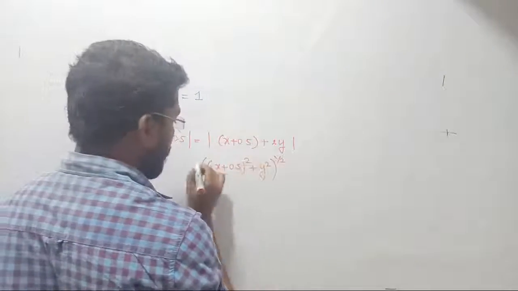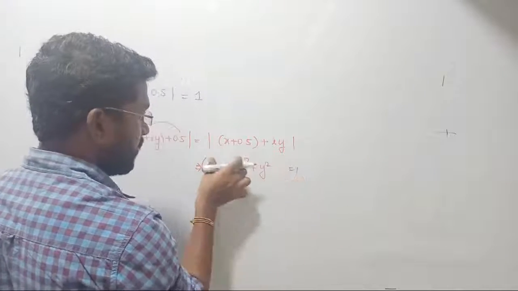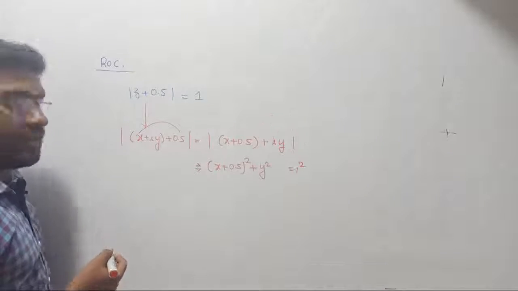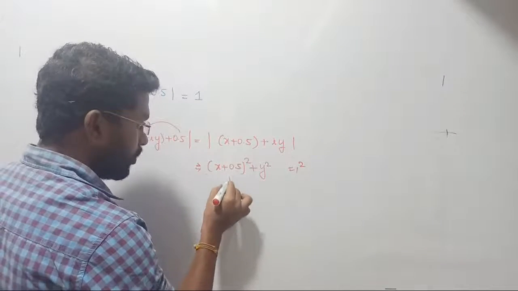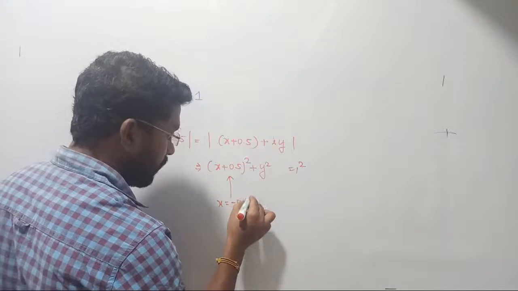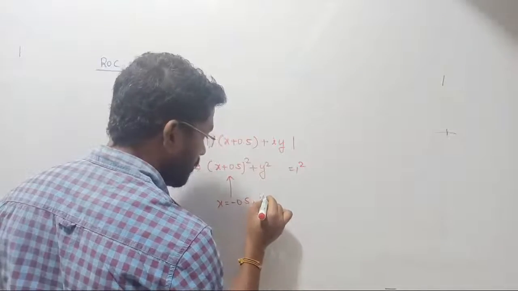If we equate this to 1, we have to take square on both sides, such that it can be written like this, equal to 1 square. Directly we can write like this. Exactly. So what is the conclusion? What about the center point? For x equal to what? Minus 0.5. Exactly. x plus 0.5 means x equal to minus 0.5, and y is equal to 0. Clear?